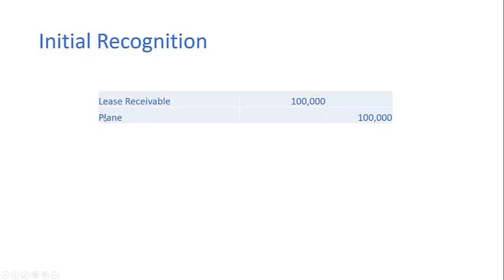So I've used plane here to emphasize the point that the lessor has no continuing interest in the plane. It doesn't have to depreciate it. It doesn't have to subject it to impairment. It doesn't have a plane. It only has a lease receivable.